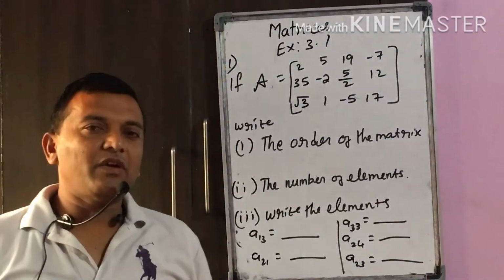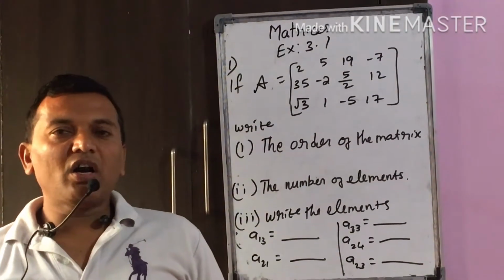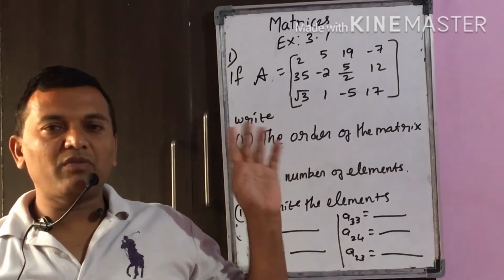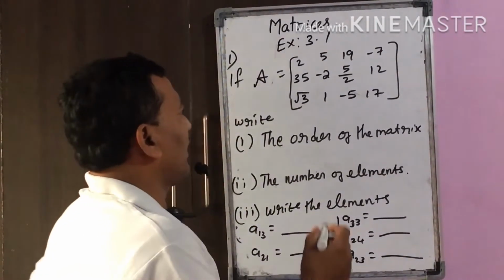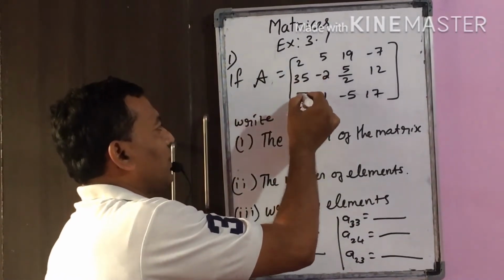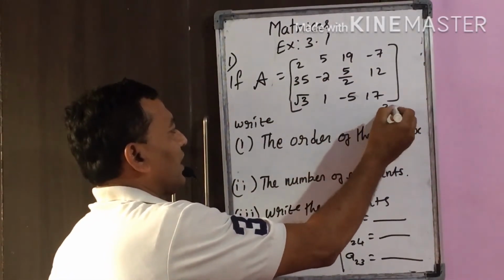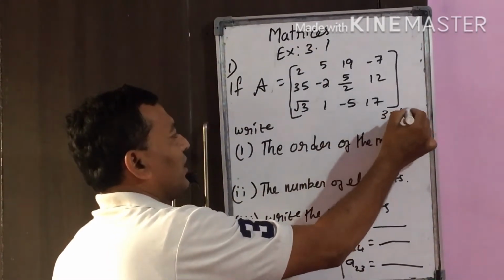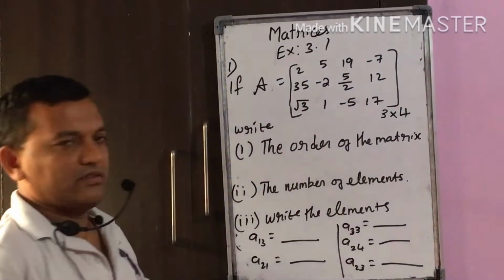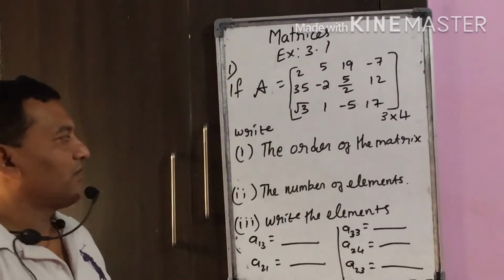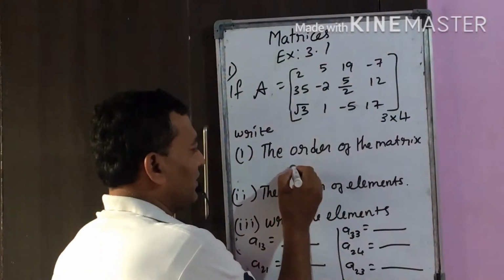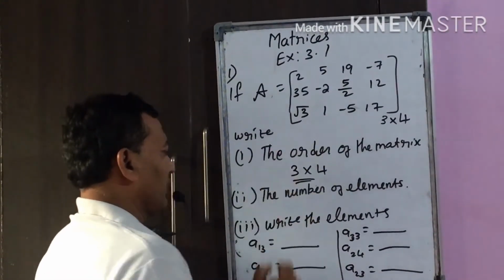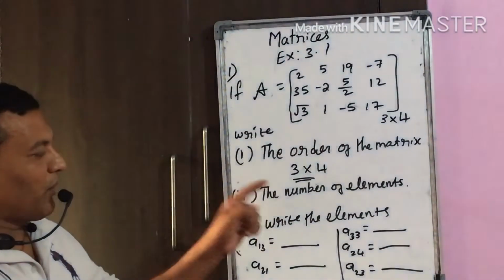We know from the definition in the first video that the order of the matrix is the number of rows cross the number of columns. Here we have 1, 2, 3, so 3 rows, therefore 3 cross; we have 1, 2, 3, 4, so 4 columns. It is a 3 cross 4 matrix. So the order of the matrix is 3 cross 4. This is our answer.